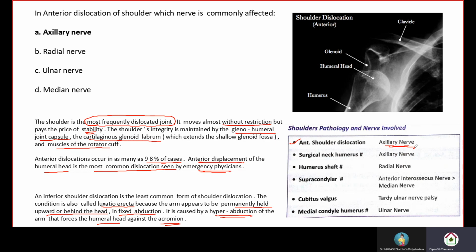Supracondylar fracture, the anterior interosseous nerve is affected, and also the median nerve, but anterior interosseous is more affected than median. Cubitus valgus, tardy ulnar nerve palsy occurs. Medial condyle humerus fracture, again the ulnar nerve is affected.